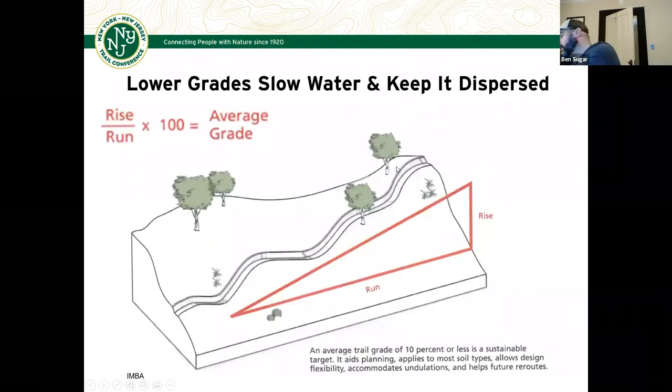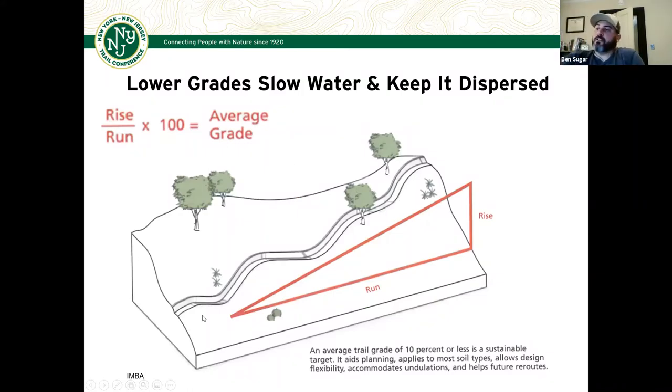And when we talk about grades, lower grades rather than going straight up a slope allow you to keep the speed of water down. So if water does travel along a stretch of trail, the steeper it is, the more speed it will pick up in a shorter length.